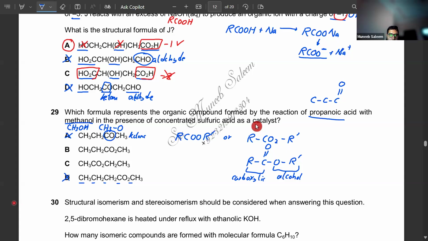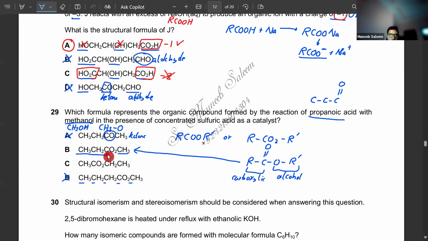Now between B and C, we have to look at the position of CO2. CO2 is present here, in which we can see there are 3 carbon atoms, and these 3 carbon atoms belong to the carboxylic acid, as indicated in this generalized formula. That means propanoic acid, and the right carbon belongs to the alcohol.